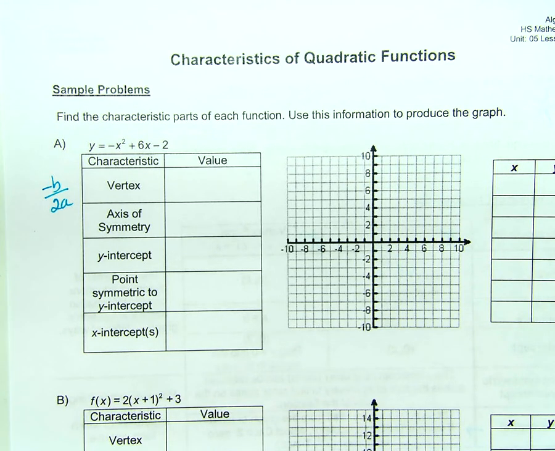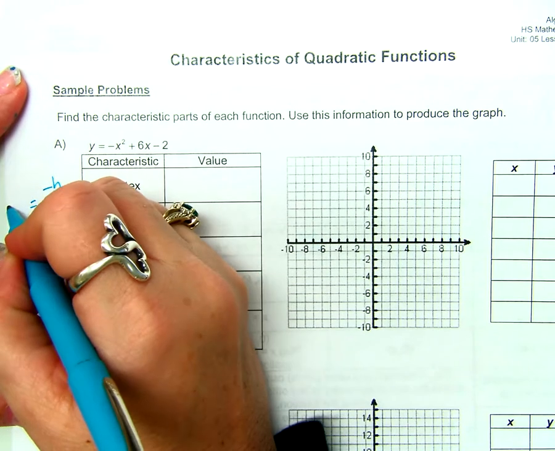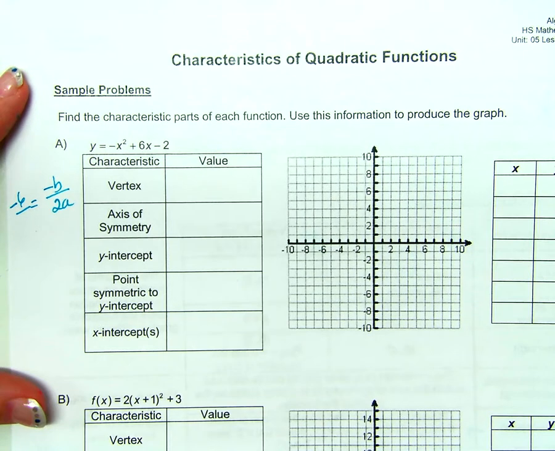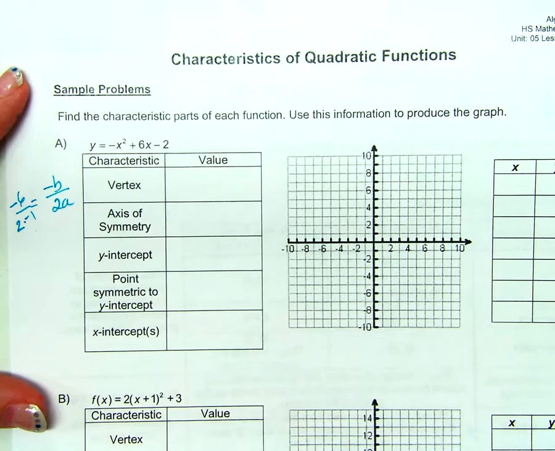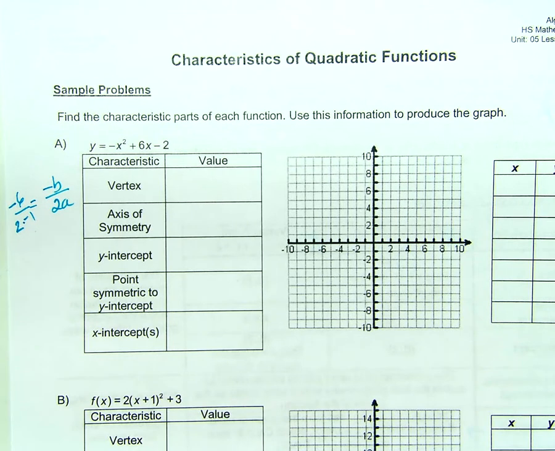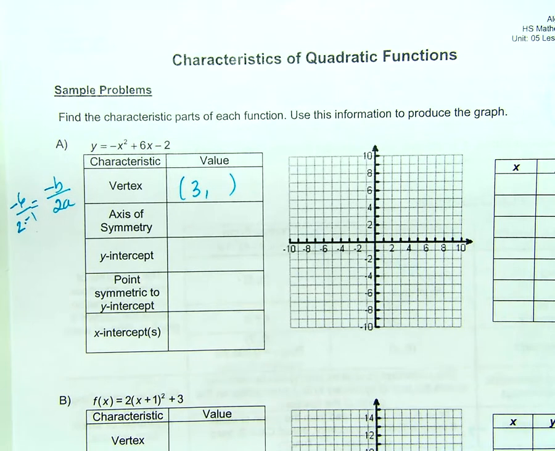So in this particular problem, what is a? Negative 1, and what's b? b is 6, right? So in this problem, I would have negative 6, because I need negative b, or the opposite of b, right? Divided by 2 times a, which is negative 1. Well, what is negative 6 divided by negative 2? 3. So I can start here. I don't know exactly what the other part is, but I know the first part is 3.